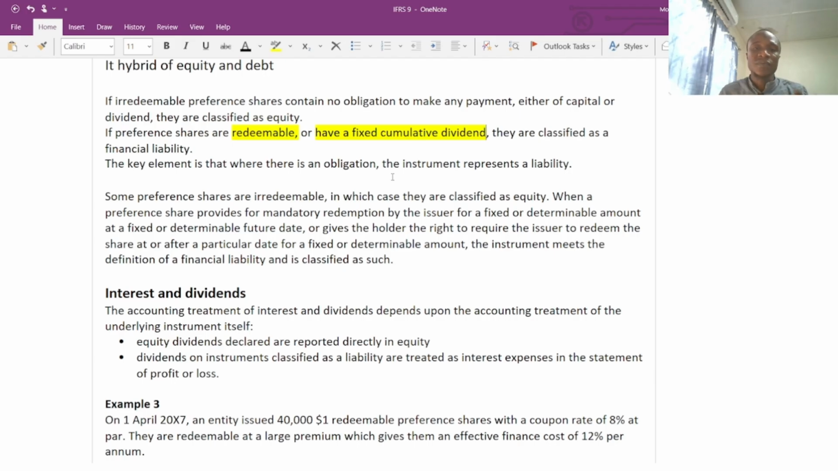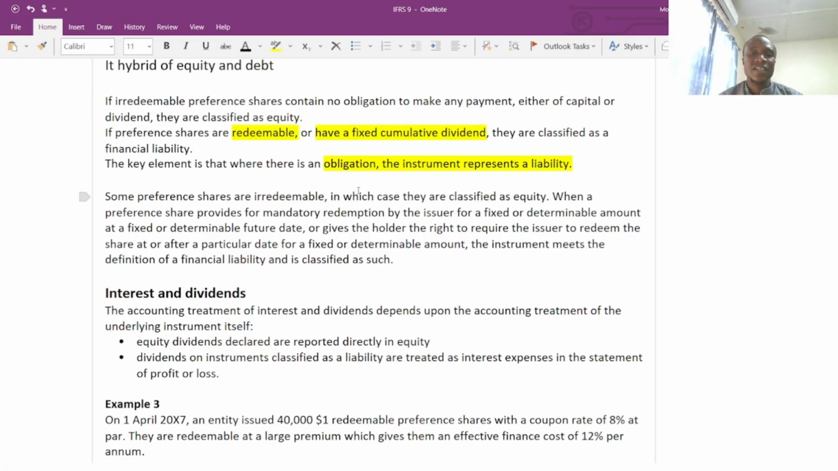So if that is the case, it means the company has a liability, a present obligation to settle this fixed cumulative dividend. So we can classify these preferential shares as a financial liability instead of equity. The key element is that where there is an obligation, the instrument represents a liability. Very clear, very important concept to know.